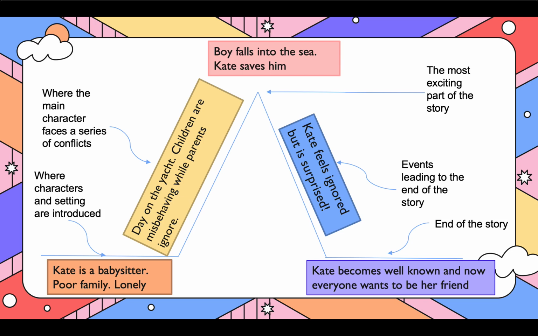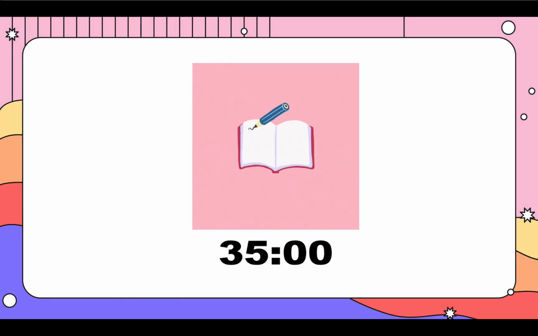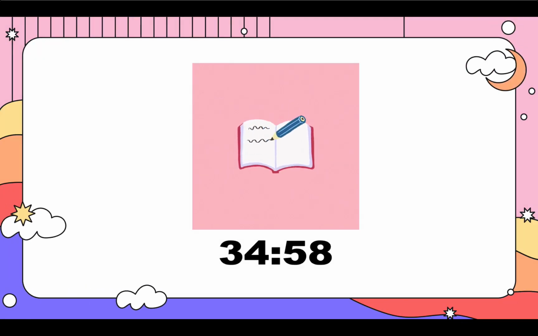So we've done this in 10 minutes. Then we're going to write for 35 minutes. You look at your plan and you just write, write, write. And don't forget to proofread when you finish.